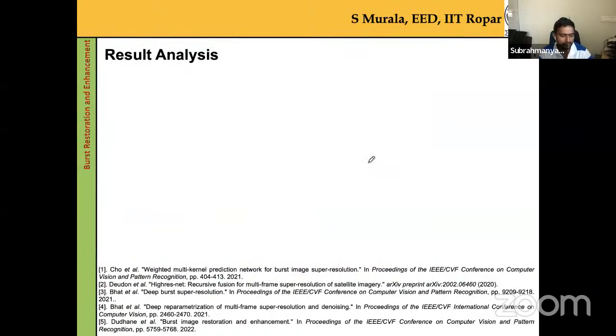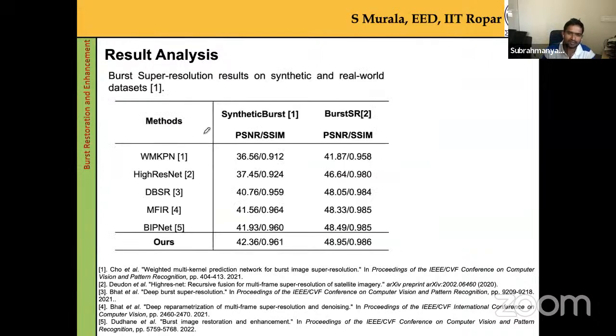Coming to the results analysis, we have compared with other existing methods for burst super resolution. In the burst super resolution class, there are existing real-world datasets available. We did the training on the training dataset and the testing on the testing dataset. We compared our method with all other existing methods in terms of PSNR and SSIM. Here we are able to achieve far better results compared to all other existing methods.